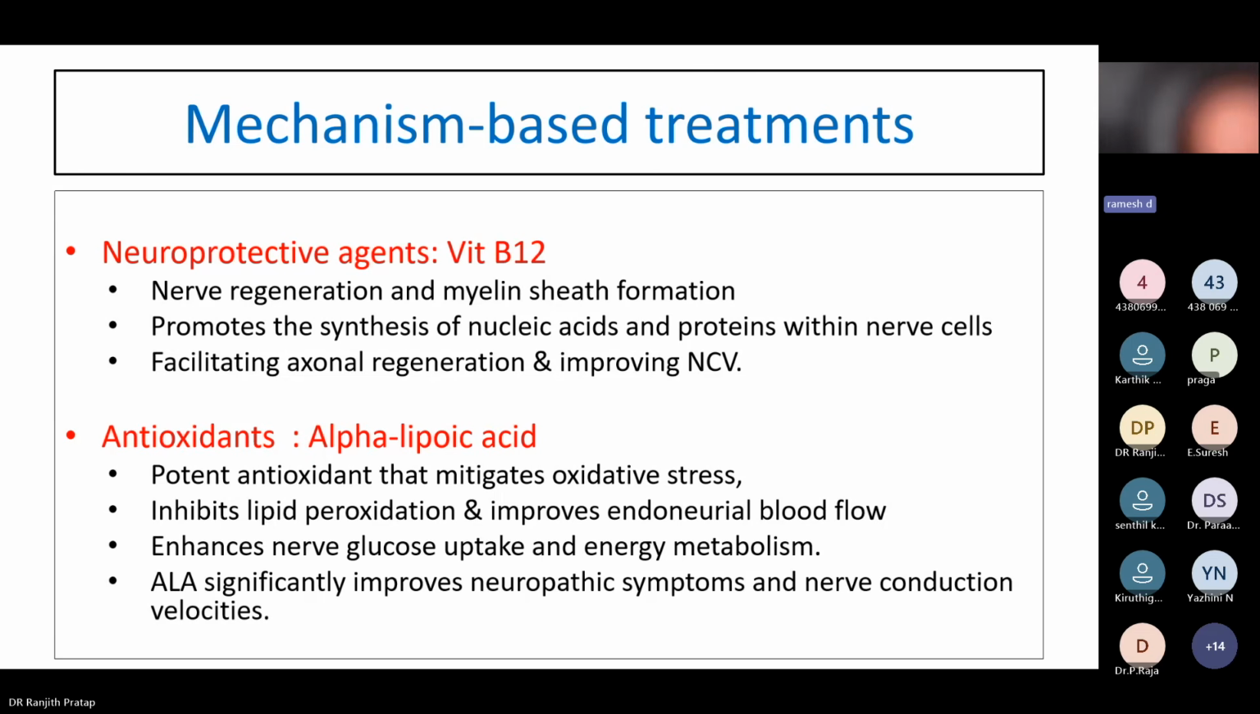The next group is antioxidants, that is alpha lipoic acid, which prevents oxidative stress by its antioxidant property. Oxidative stress is the major predominant pathology in diabetic neuropathy, so it helps reduce oxidative stress, inhibits lipid peroxidation, and improves endoneurial blood flow. This enhances nerve glucose uptake and energy metabolism, and significantly improves the neuropathic symptoms and nerve conduction velocities.